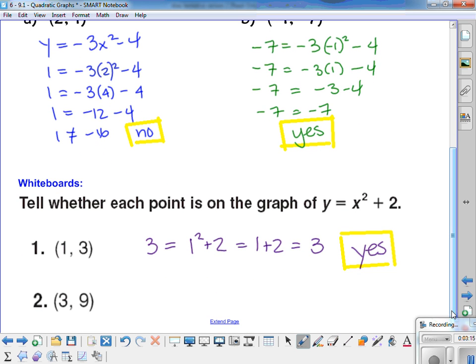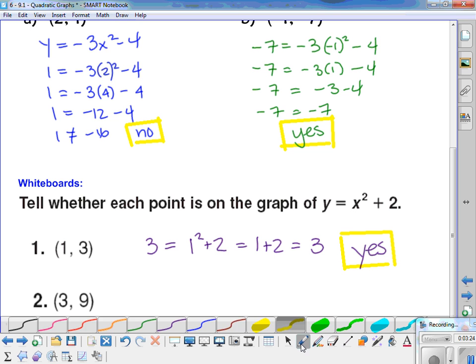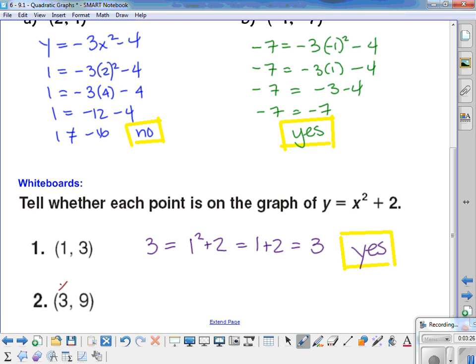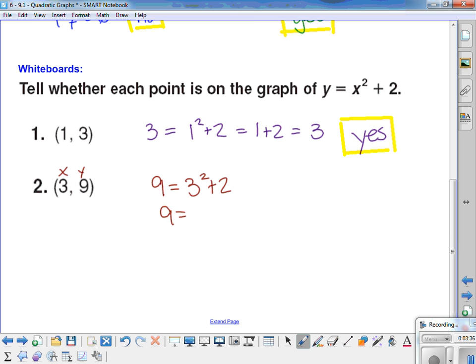All right, let's take a look at this point and see if that one's going to work. Okay, so I'm plugging in 3 for x, 9 for y. So 9 equals 3 squared plus 2. I end up with 9 equals 9 plus 2. That's impossible, right? So this one is not on the line. All right.